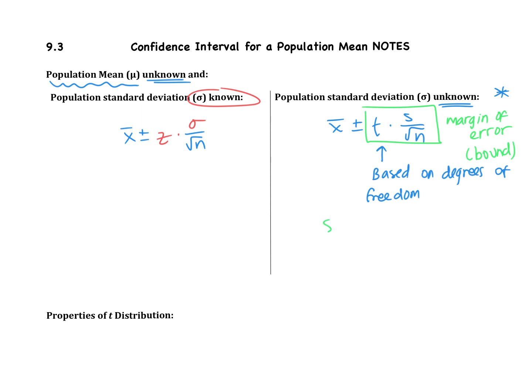If we don't include the T and it's just the S over root N, that is our standard error. What is standard error? It is an estimate of the standard deviation of the sampling distribution. The standard deviation of the sampling distribution would be sigma over root N. Because we don't have sigma, we're using S to estimate sigma. Similar idea with proportion. We would need P. We don't have P, so we use P hat to estimate.